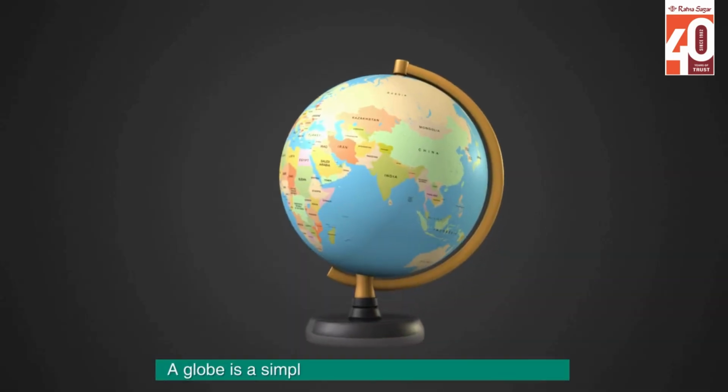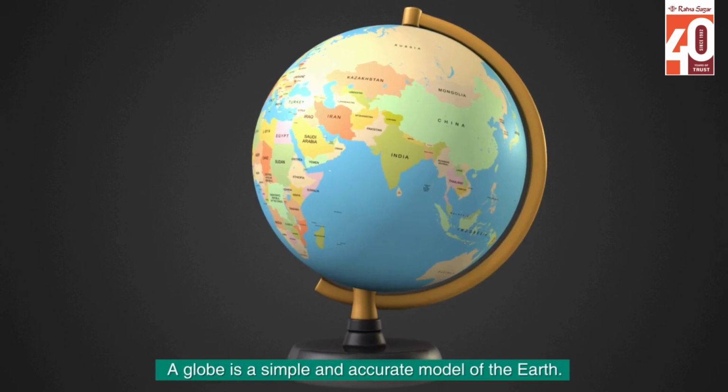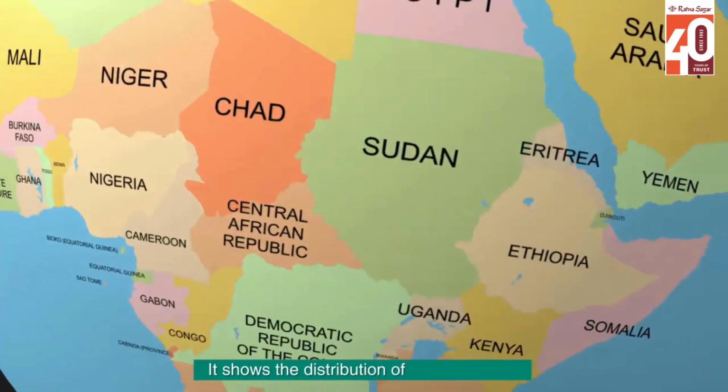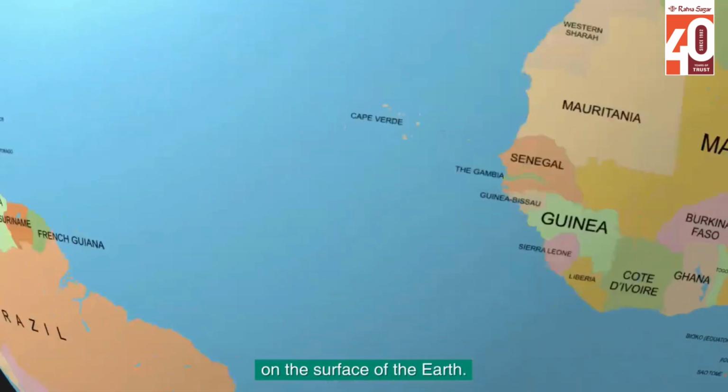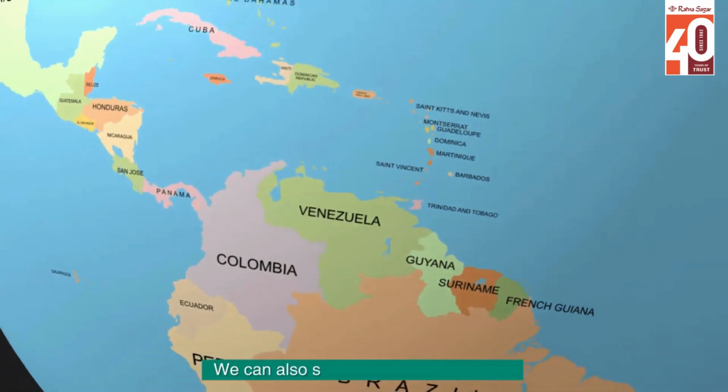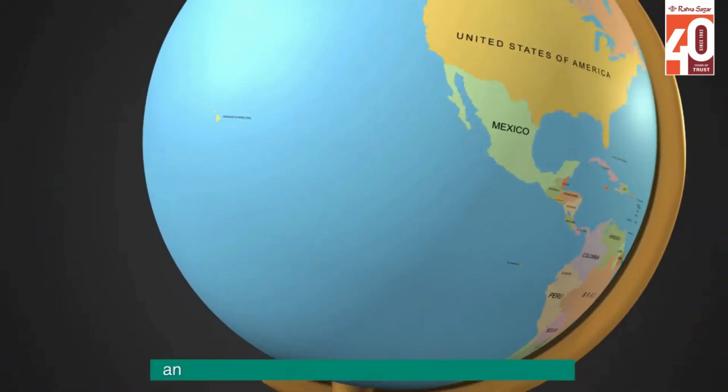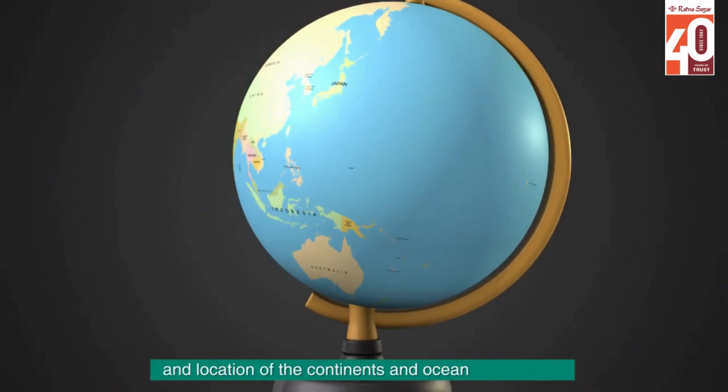A globe is a simple and accurate model of the Earth. It shows the distribution of land and water on the surface of the Earth. We can also see the correct shape, size, and location of the continents and oceans on a globe.